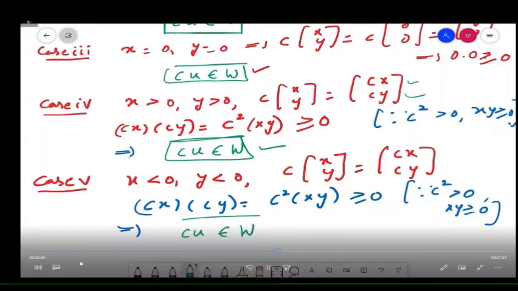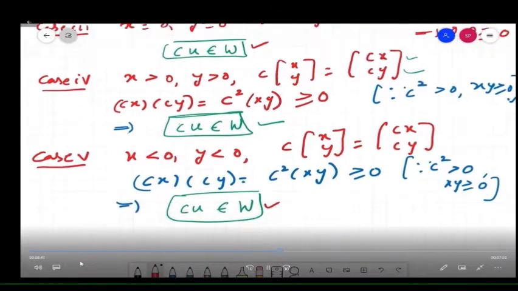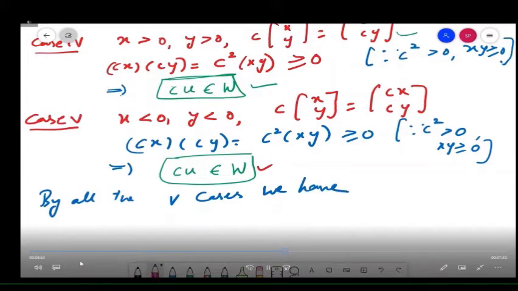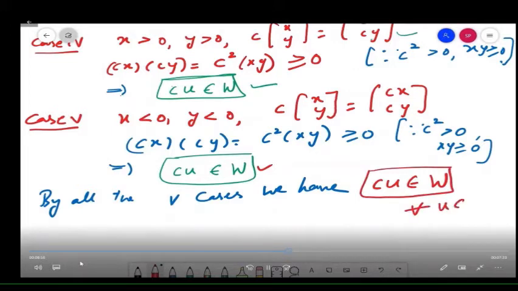So, by this, in all the possible 5 cases for the vectors which are in W, we have by all the above 5 cases, Cu belong to W. So, we have completed the first one for all u belong to W and for any scalar C.